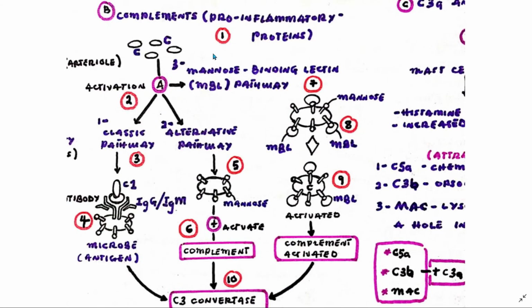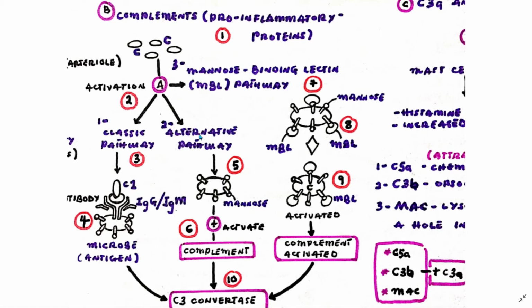Now we move on to the complement system. So complements are pro-inflammatory serum proteins that complement inflammation. They usually circulate as inactive precursors, and they can be activated by 3 different pathways. The first is the classic pathway, which involves the binding of C1 or complement 1 to an antibody-antigen complex, and therefore the complement is activated. This is the classic pathway.